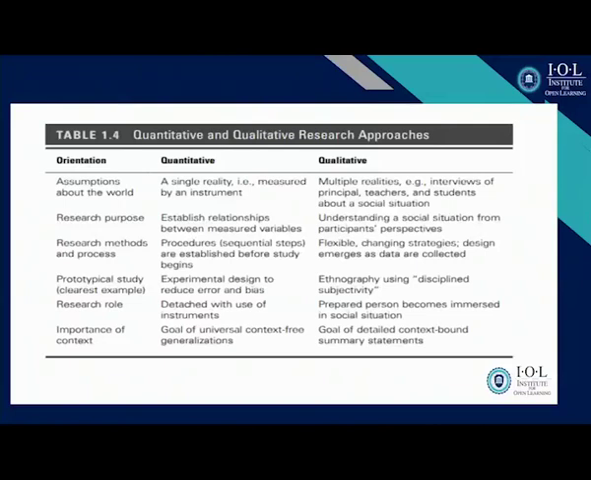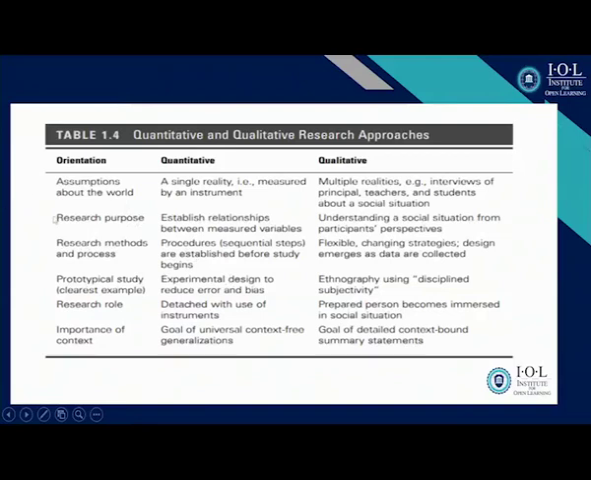Yes, quantitative and qualitative research approach. These are the ones we're talking about. Will you employ a quantitative or qualitative method? Quantitative: a single reality measured by instrument. Qualitative: multiple realities, interviews of principals, teachers, students about a social situation. Quantitative: establish relationships between measured variables, procedures, sequential steps established before the study begins. Qualitative: understanding the social situation from the participant's perspective, flexible changing strategy, design emerges as data are collected. All these are just research approaches employed, for example, assumptions about the world in quantitative and qualitative research.